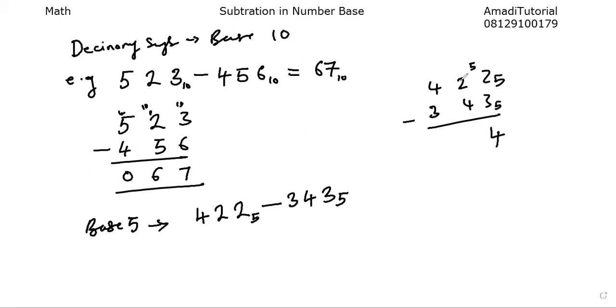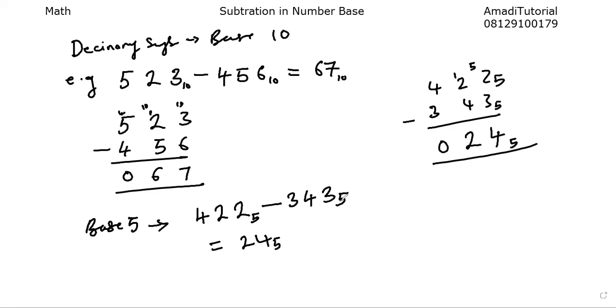What is left here is 1. 1 minus 4 cannot. You borrow 1 from 4 here, and that one becomes what? 5. You join it with 1 here, that's 5 plus 1, that's 6. So you now do 6 minus 4. 6 minus 4 is 2. What is left here is 3. 3 minus 3, 0. Base 5. So you see this equals what? 24 base 5. It is as simple as that.